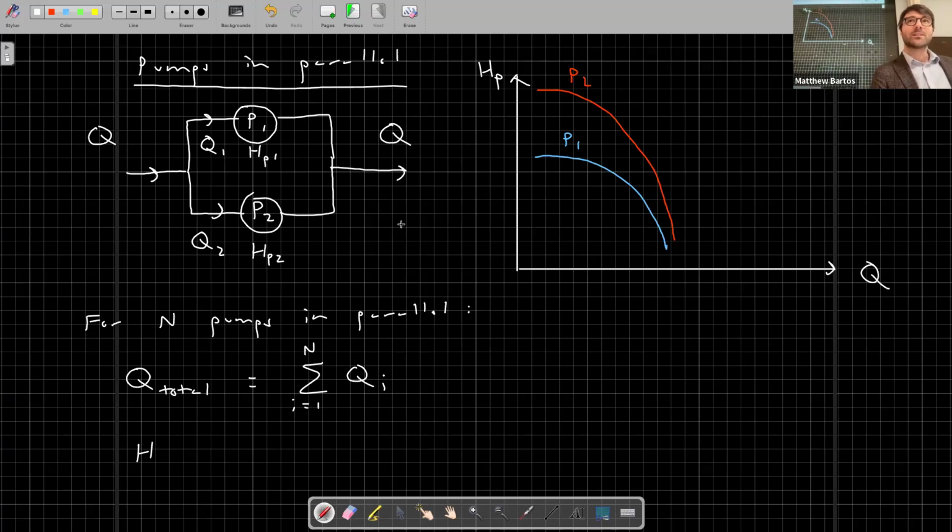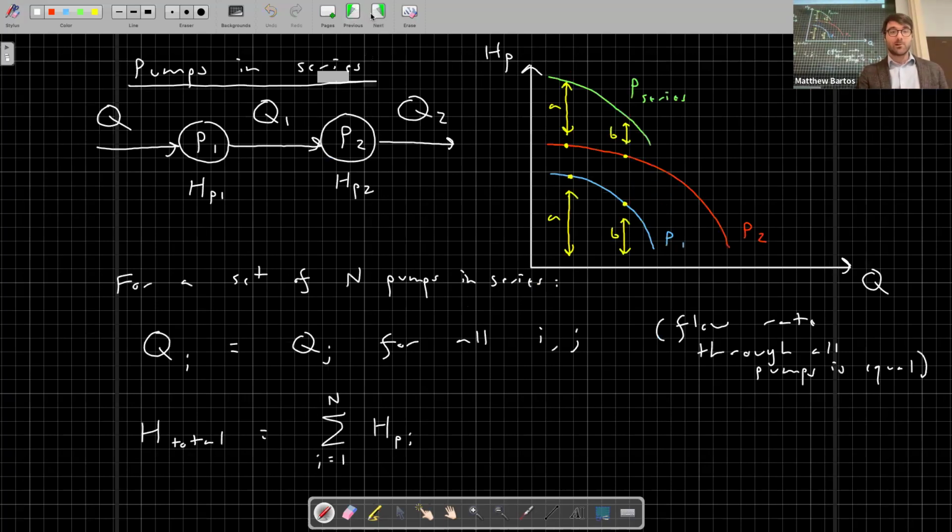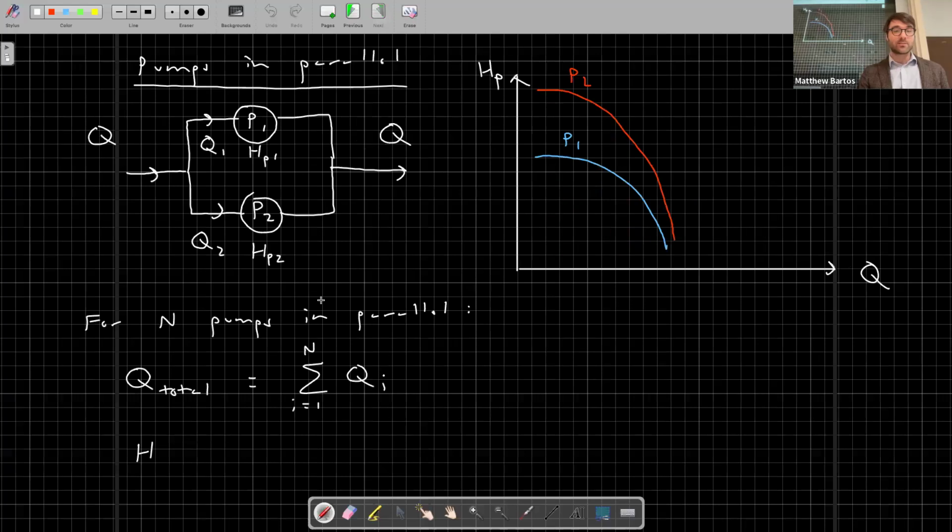So think back to circuits. What was the voltage across each branch in a parallel circuit? How are those voltages related? So that would be for the resistances. It turns out that the head across each branch, the head imparted by the pump, is the same. So we have that Hi is equal to Hj for all i and j.